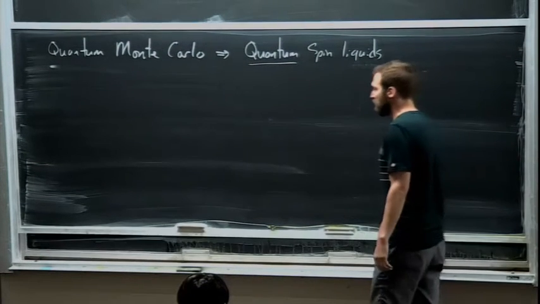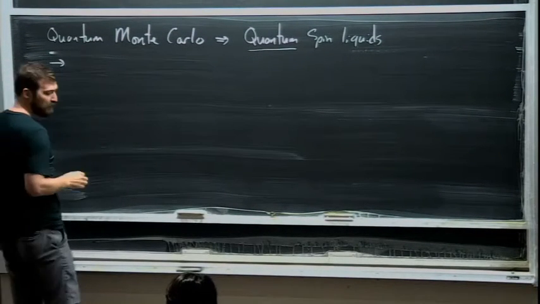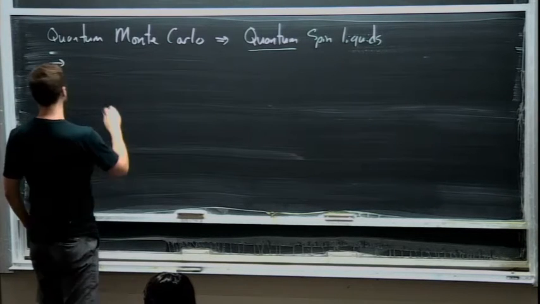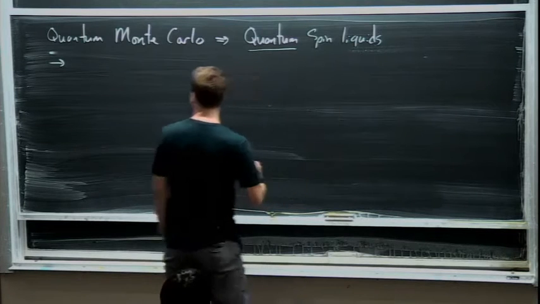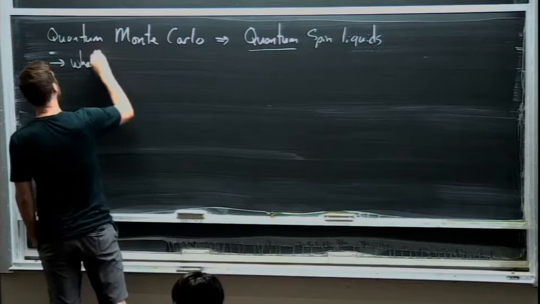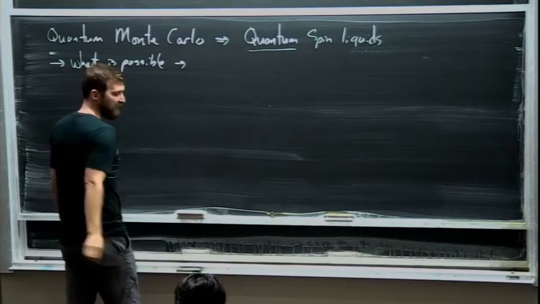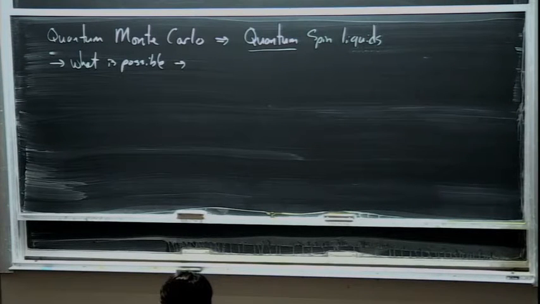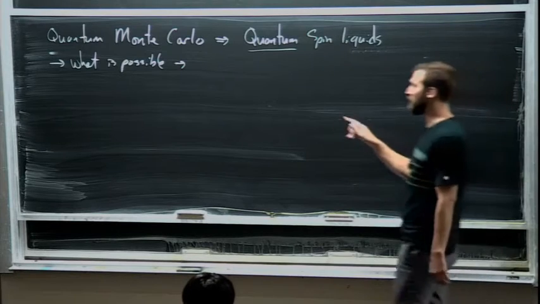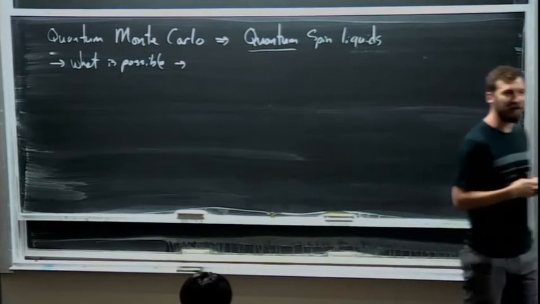So a few things we're going to talk about are what types of spin liquids are possible, and how do we go about constructing a quantum Monte Carlo to look at a spin liquid. Different people might have many different models that they're interested in. There's actually a whole zoo of algorithms called quantum Monte Carlo, and there might be a different algorithm suited for different problems.